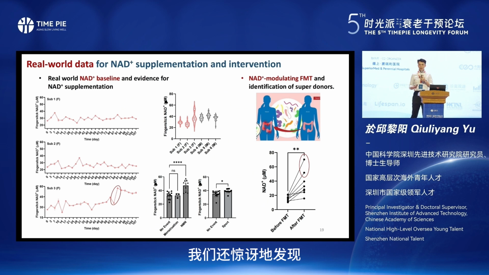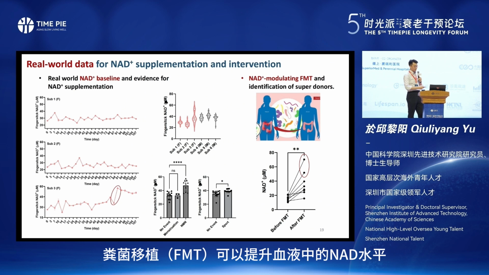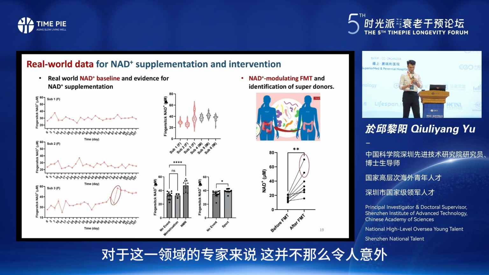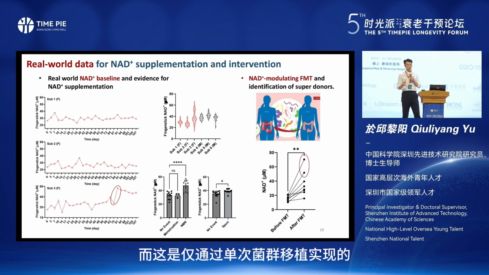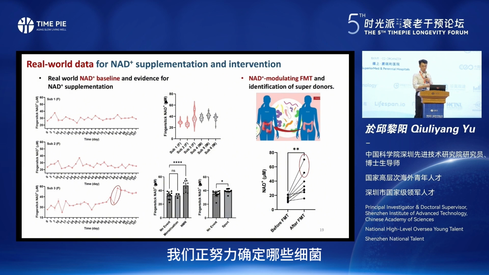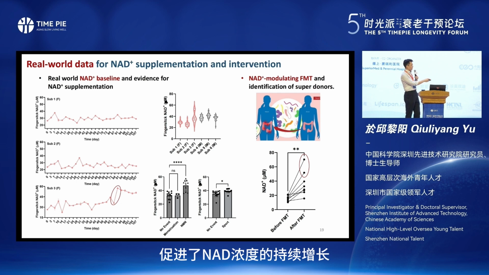What's surprising to us is that we also found that FMT, fecal microbiome transfer, can affect NAD metabolism. For experts in the field this is perhaps not so surprising, but after FMT the NAD concentration goes up by quite a lot, and this was achieved by a single transplant of the microbiome. We're now trying to identify which bacteria are responsible for this sustained increase.